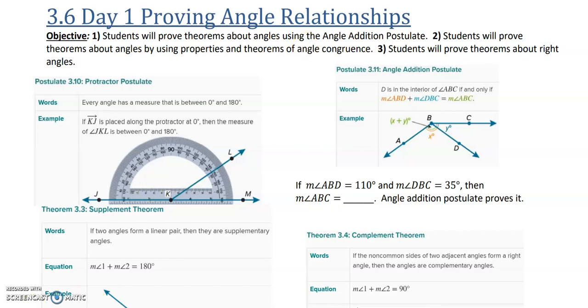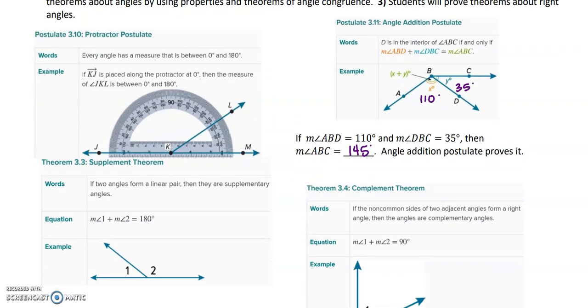If we were to take our left angle plus our right angle, it would add up to the total angle. So for example, here we have ABD as 110 degrees, and then we have DBC as 35 degrees. So then ABC would end up being 145 degrees because we would add the left plus the right to get the whole.